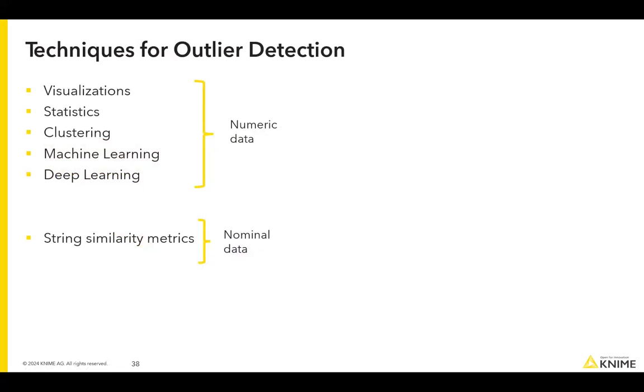You can also build clusters of the data and see which data point doesn't belong to any cluster. And you can also build machine or deep learning models. And for nominal data, you can use the string similarity metrics. So many options are there. Today, we'll just look at the simple ones because we want to just learn how KNIME Analytics Platform works and then move to the GenAI topic. So we'll just look at the visualizations and statistics.